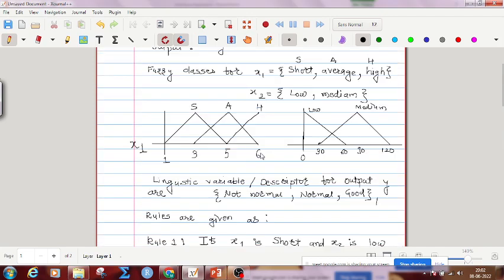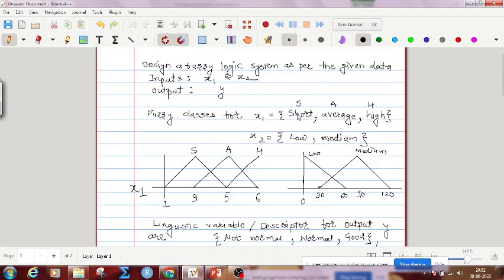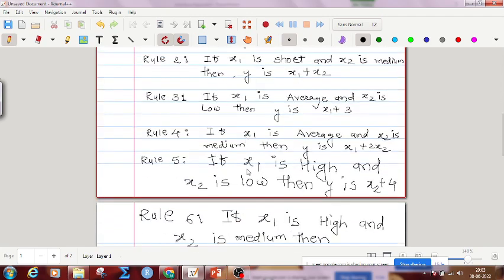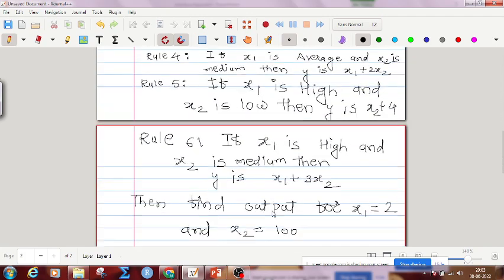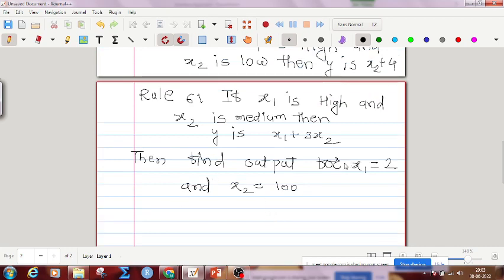So how many rules can we form? See this. Short with these two rules. Average with these two rules. High with these again two rules. So total 6 rules will be there. Okay. So there are a total of 6 rules. Now what is our question? Find the output for x1 equals 2 and x2 equals 100. Okay. We want to find the output value y for x1 equals 2 and x2 equals 100.